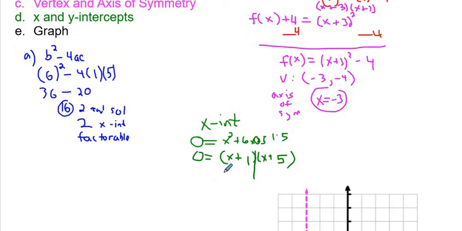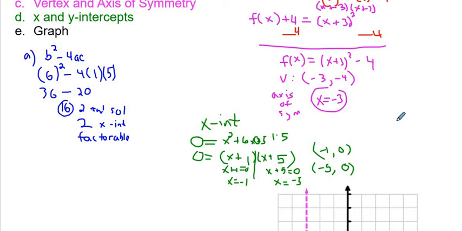And then I'm going to use the zero product property. x plus 1 is equal to 0, so x will equal -1. And then here we have x plus 5 is equal to 0, so x will equal -5. Please keep in mind that these are x-intercepts, so we're going to want to write them like this: (-1, 0) and (-5, 0).